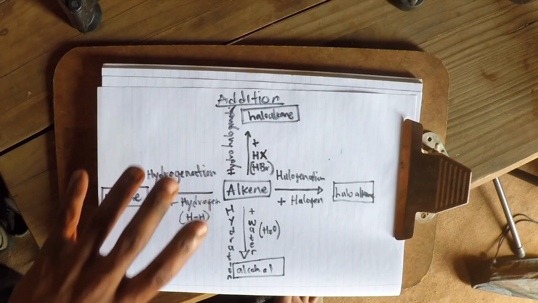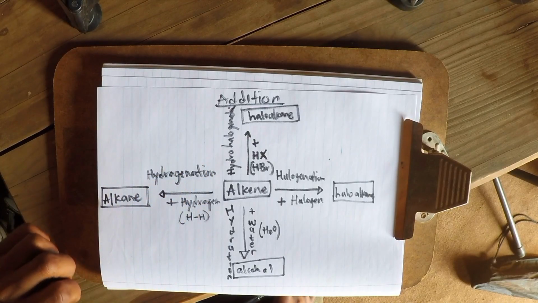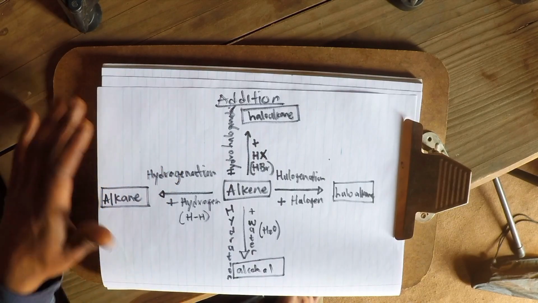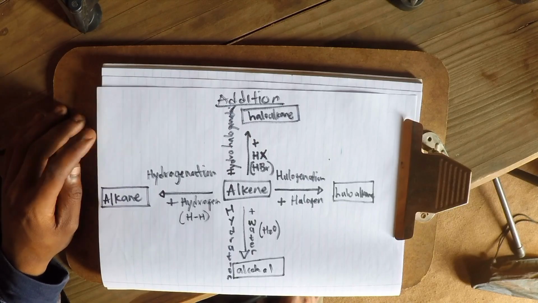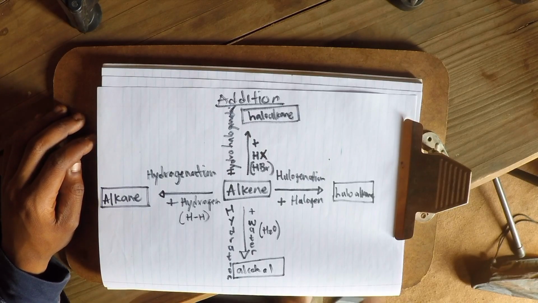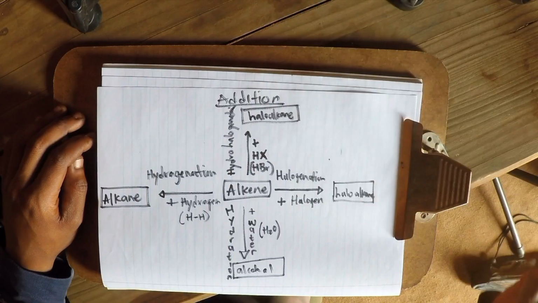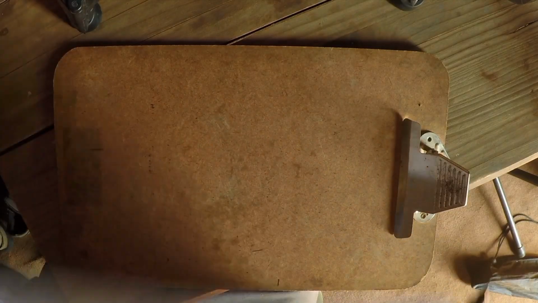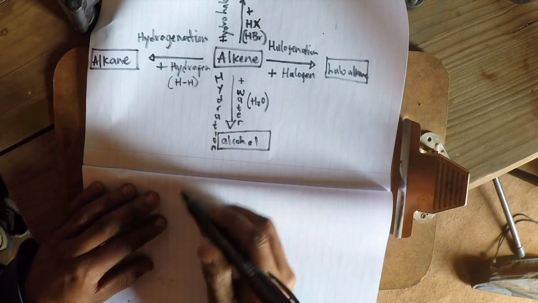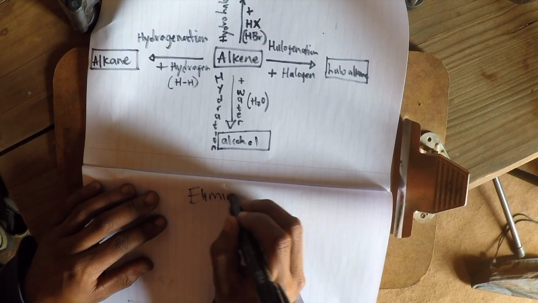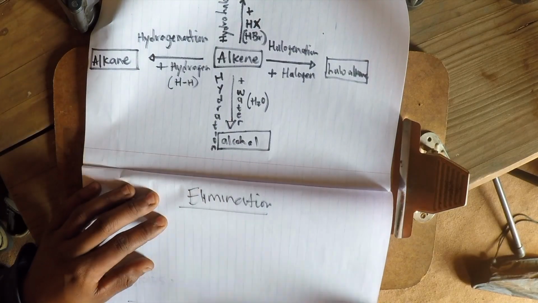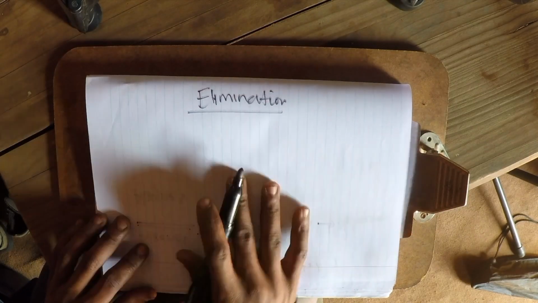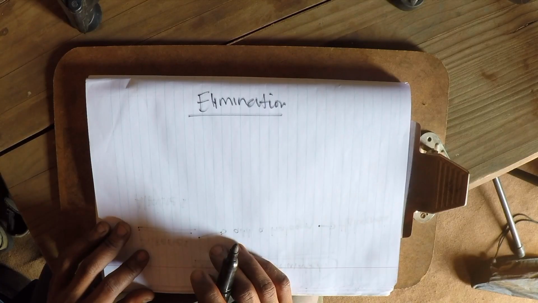So the process of elimination, which is the next reaction type, is the reverse of addition. Nothing new. And then another thing that we have is cracking. Cracking is a different type of elimination reaction. I'm just going to list them so that you can remember them and have them as a visual reference. Remember, elimination is the reverse of all the addition processes.